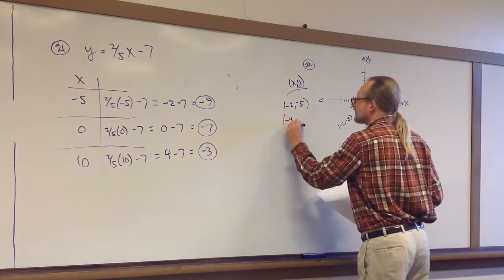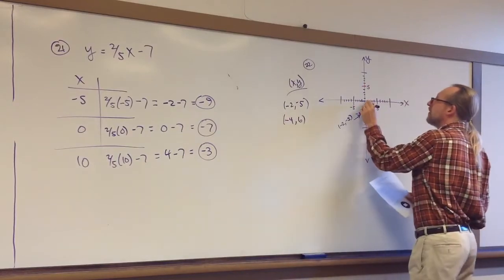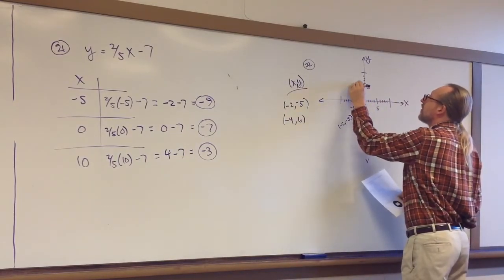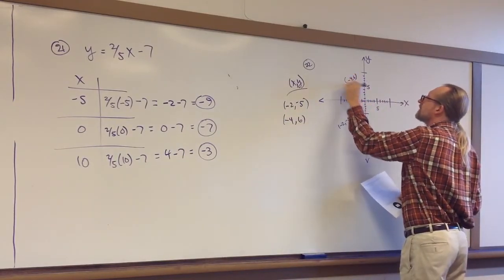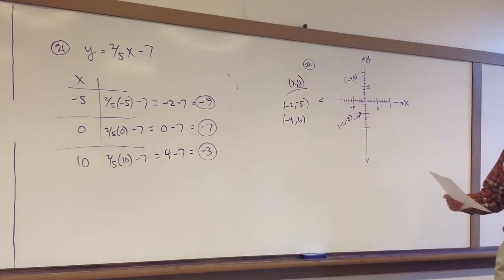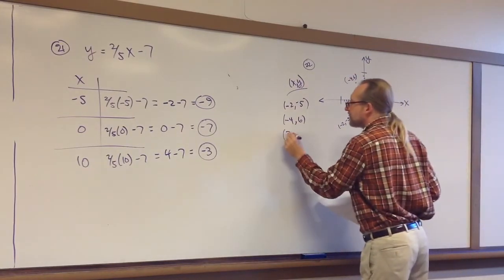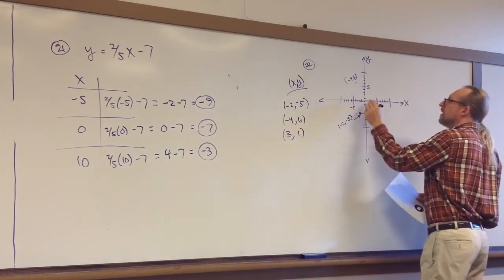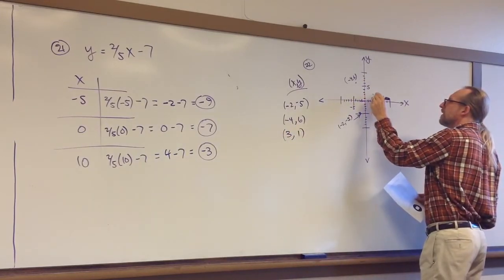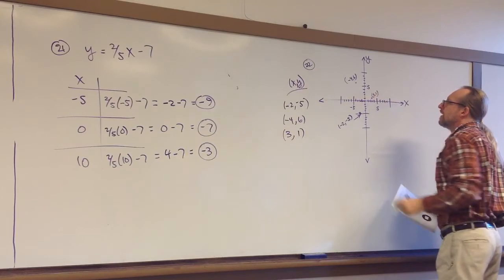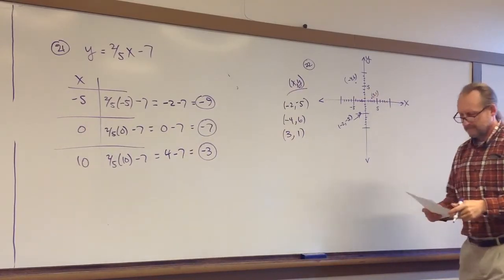(-4, 6). So that says go out to -4, go up to +6. And the last one, (3, 1), go over to +3, go up to +1, and there we go. Okay?